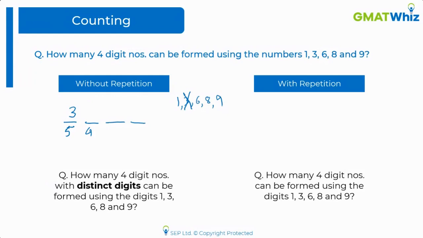And let's assume that I use 9 to fill it. I can take up any other number. Then for the third place, how many options are available? 1, 6, and 8. So I have 3 options available. Similarly, if I use, let's say, 6 over here, then I will be left with 2 options for the last place. Is that clear to all of you guys? I just want to make sure that this is clear to all of you. Quickly, yes, no?